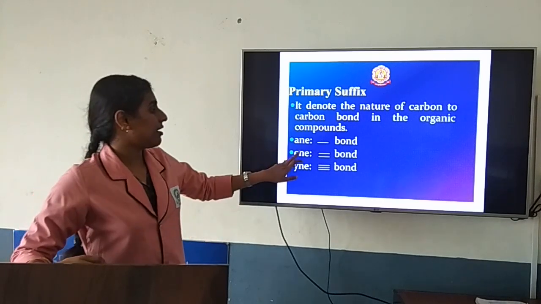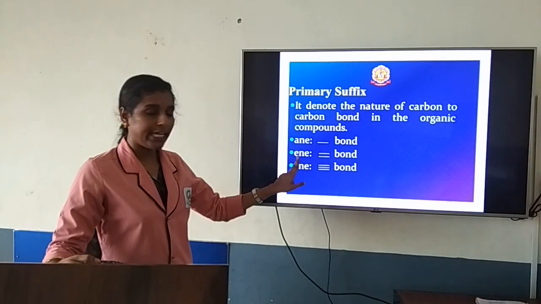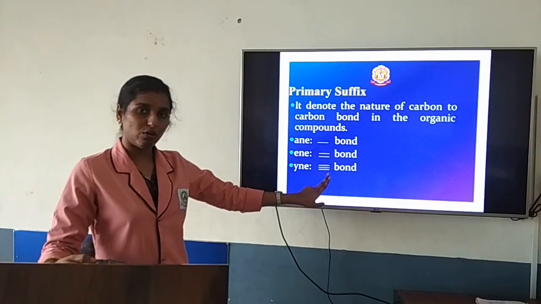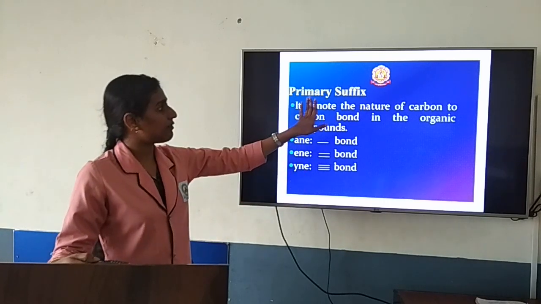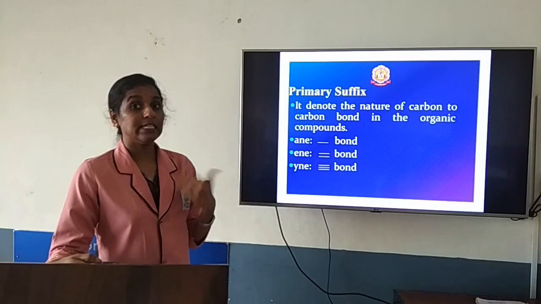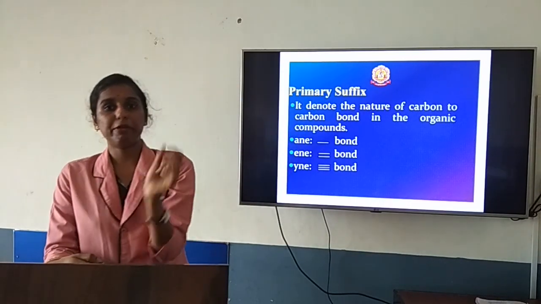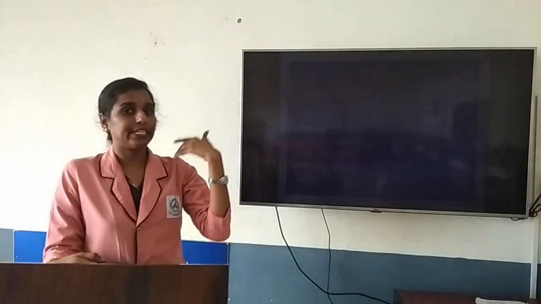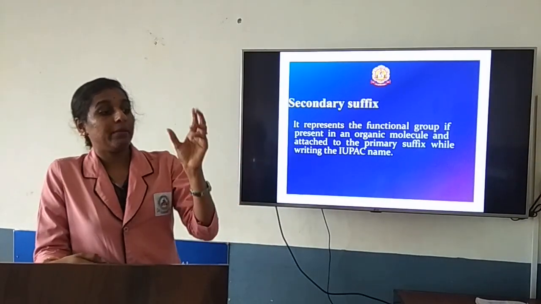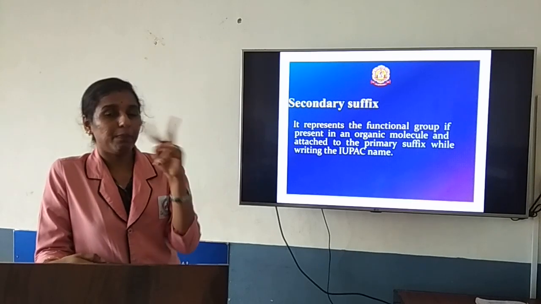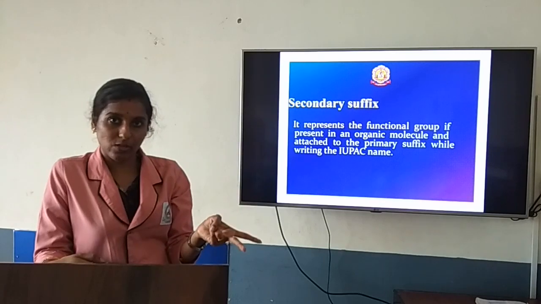In the same way, if it is having a double bond, then it goes with ene. If it is having a triple bond, then it goes with yne. So it should end with these. That will be considered as the primary suffix. Suffix, when you are writing, should come at last. Prefix first, suffix at last. Why have we called it a suffix? As primary and secondary. Primary you should name first, and secondary after that.